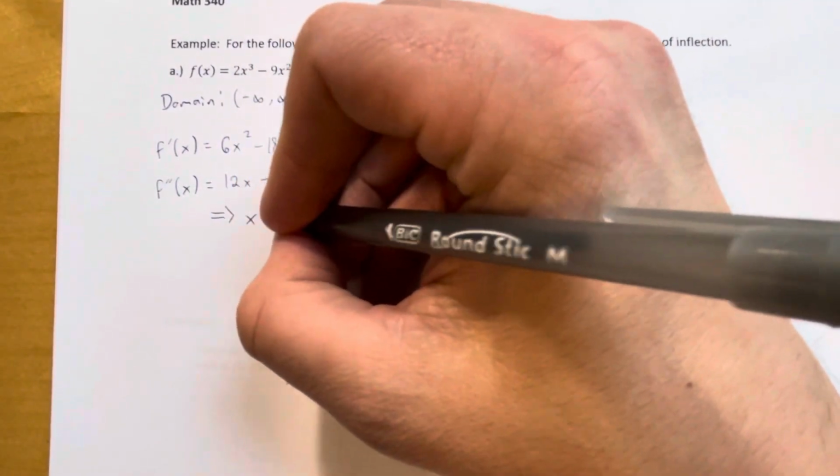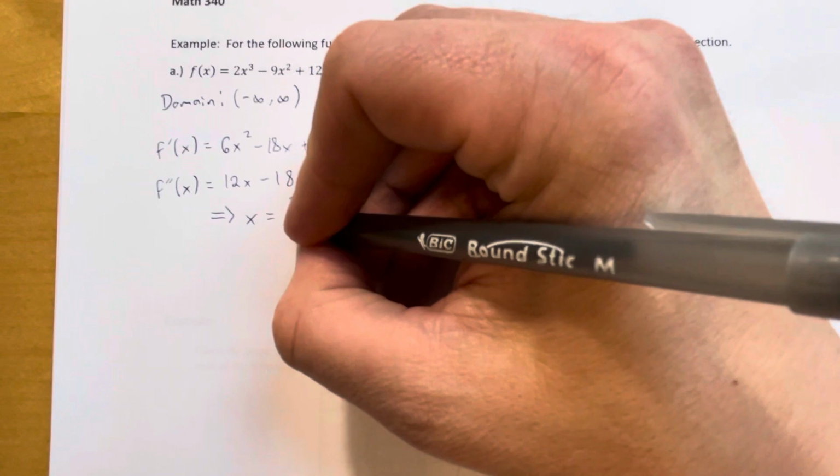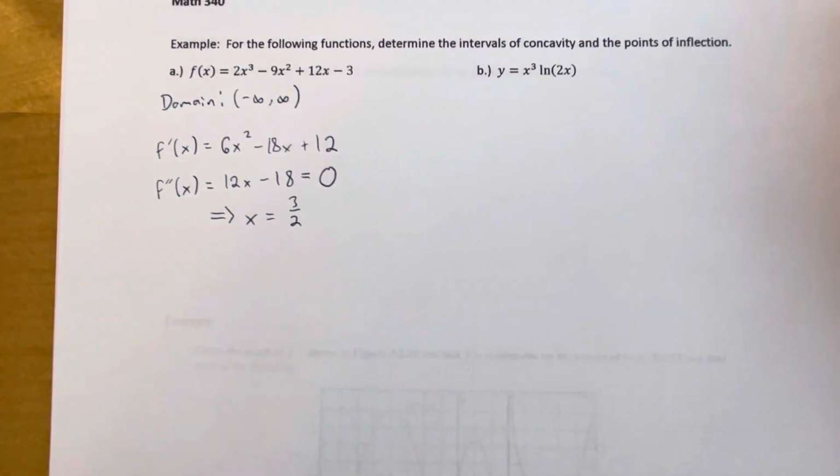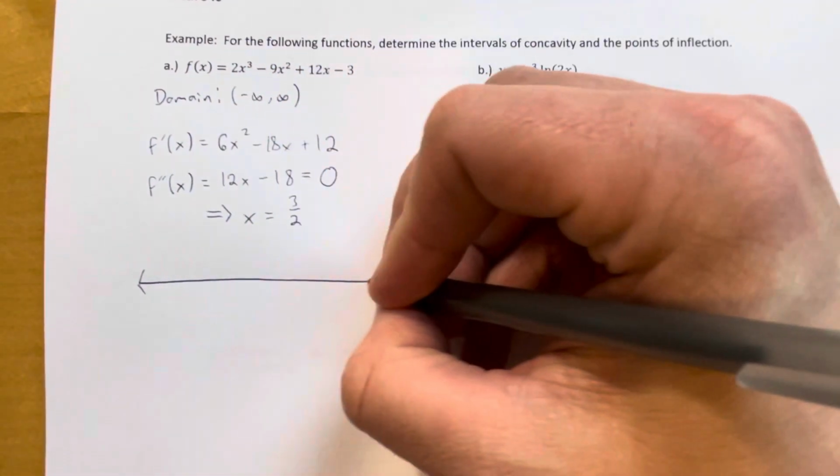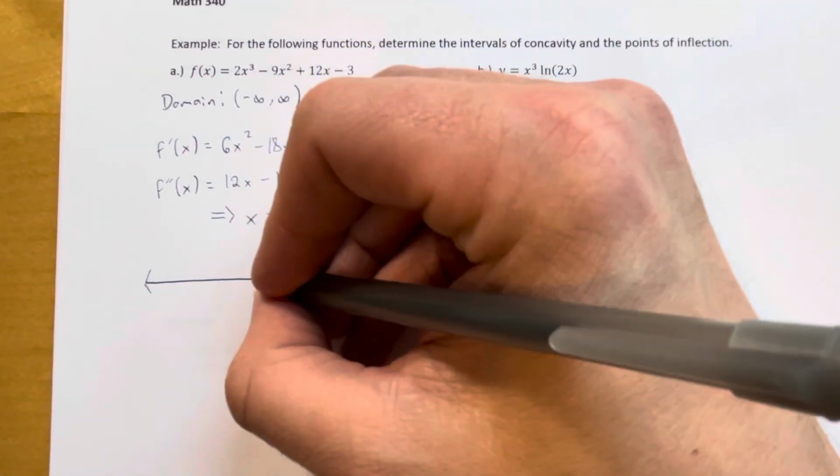This is easy to solve. x would be equal to 3/2 in this case. I'm going to leave the algebra out because you should be able to fill in those gaps. So next thing I want to do is create a sign chart using my one partition number that I was able to find.